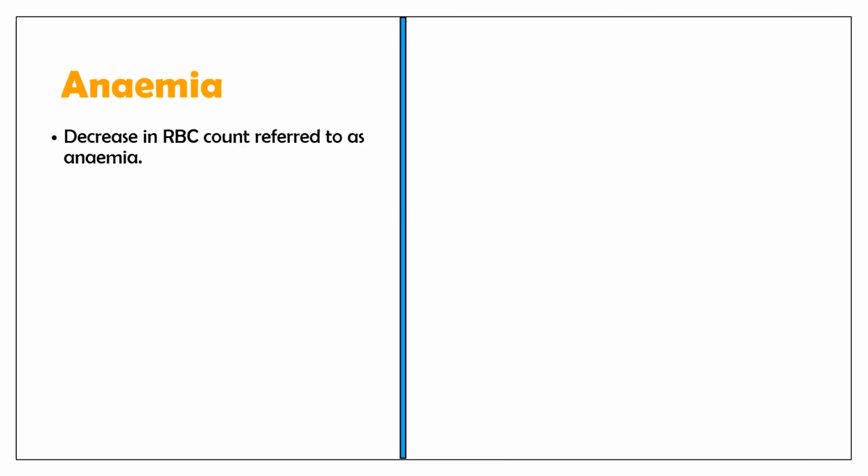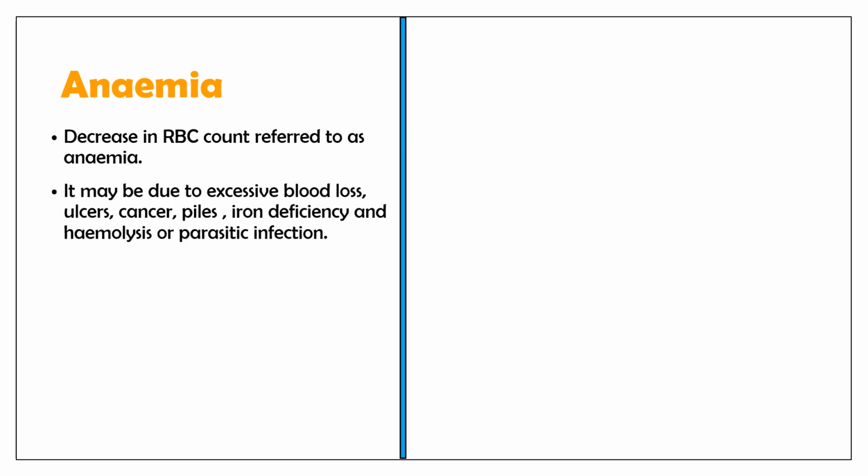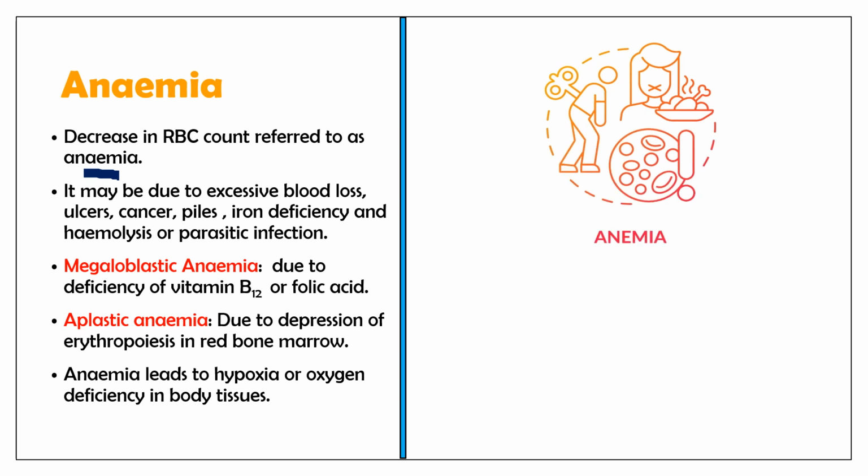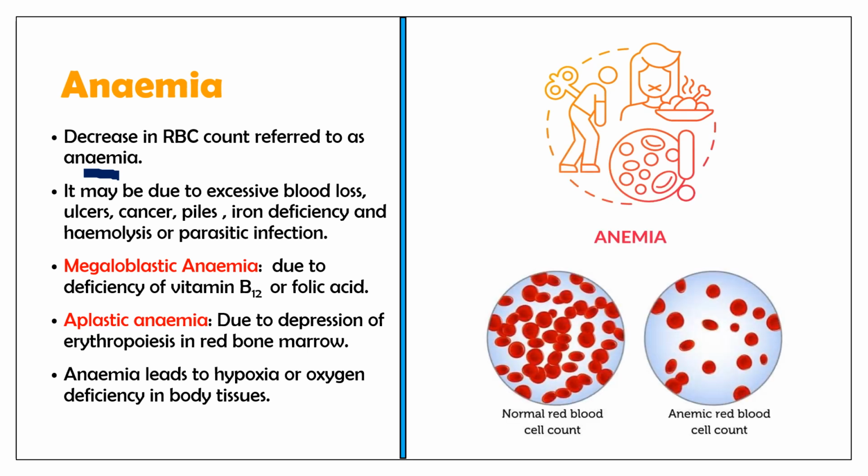So first one is anemia. The decrease in the number of RBCs, or a decrease in RBC count, is referred to as anemia. So what are the reasons responsible for causing anemia? These are some of the reasons: blood loss, ulcer, cancer, piles, iron deficiency, vitamin B12 deficiency, hemolysis, or any parasitic infection. So there are two types of anemia.